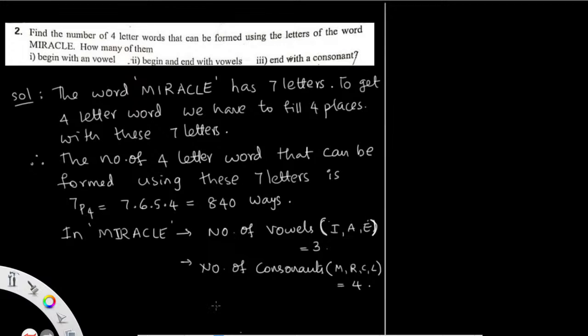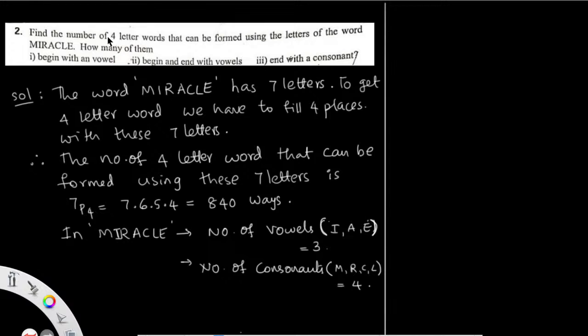The question given in the textbook is: find the number of 4-letter words that can be formed using the letters of the word miracle. How many of them, first, begin with a vowel; second, begin and end with a vowel; and third, end with a consonant. That is question number 2.